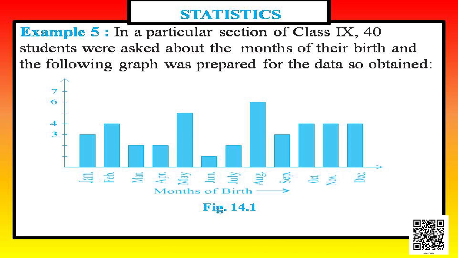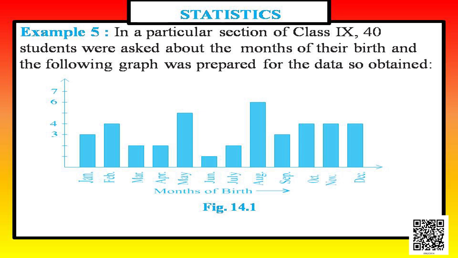Along the horizontal line, we have written months of birth, and along the vertical line, we have written number of students. Check in the month of January, we have 3 students, so it is marked along the line 3, and in the month February, we have 4 students, so we have made the bar up to the line 4. In March, we have 2 students. In April, we have 2 students. So, we have made 2 bars along the line 2. Then in May, we have 5 students. In June, 1 student, and July, 2 students, and similarly, all the months were covered.